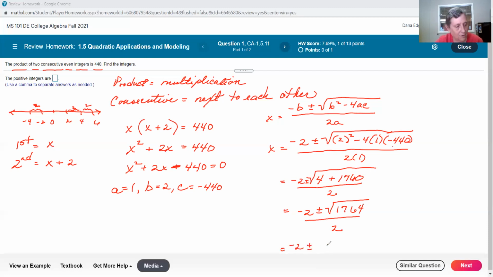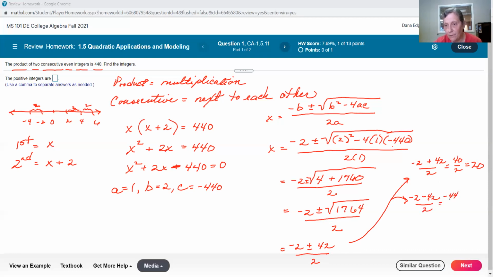Negative 2 plus or minus 42 over 2. Now we want to split it up into 2 problems. Negative 2 plus 42 over 2 is going to be 40 over 2, which is going to be 20. Negative 2 minus 42 over 2 is negative 44 over 2, which is going to be negative 22.